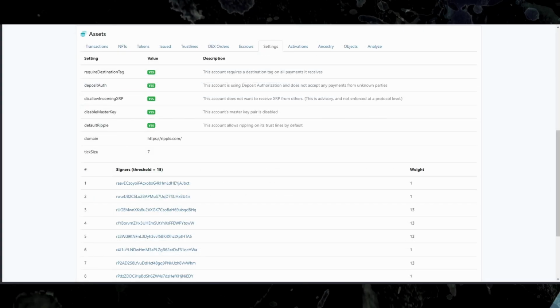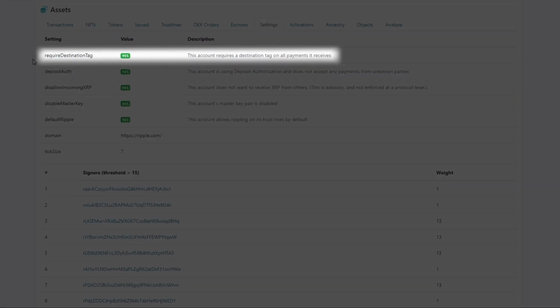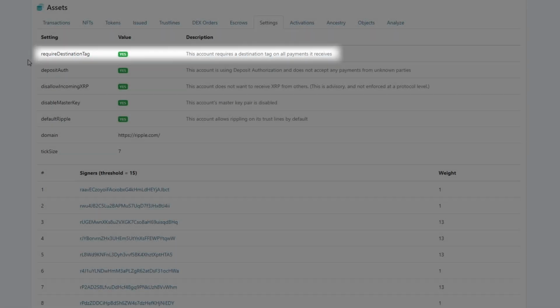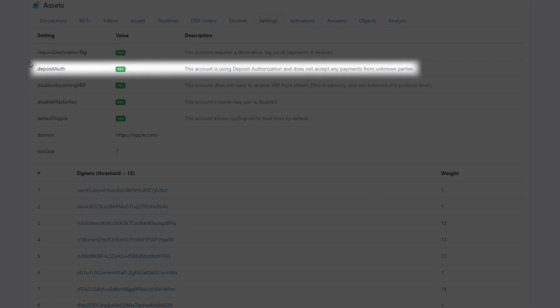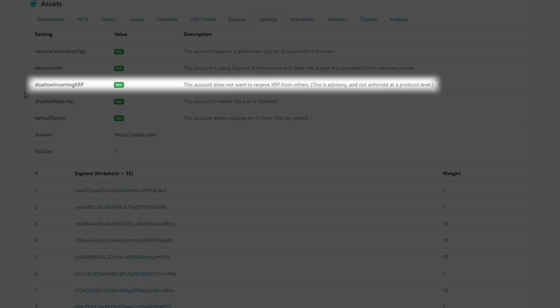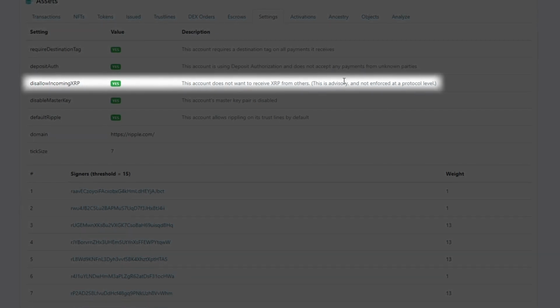For the summary, let's just quickly run through the descriptions. First, there is the require destination tag flag set on the account, which is needed for Ripple to correctly allocate funds that they receive as a payment to their account to their off-chain backend. Deposit authorization exists so that Ripple can always only ever receive a payment from an account that got pre-authorized by them first. Disallow incoming XRP is set to signal that this issuing account doesn't want to receive any XRP from anyone.